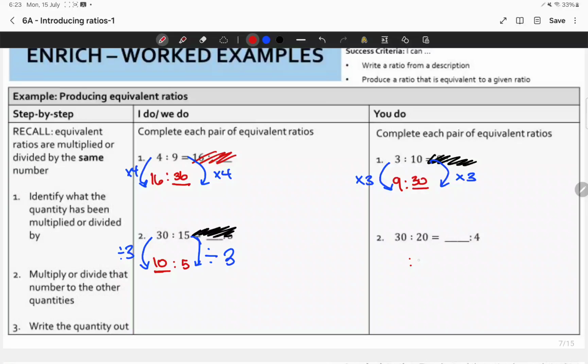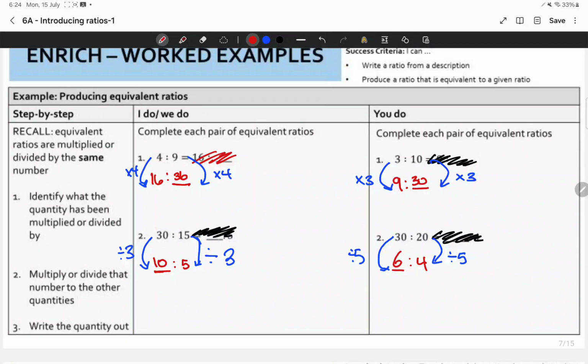So on here, this is going to be a 4, so we don't know what that is. So how did we go from 20 to 4? We had to divide that by 5. So whatever you do one side, must do to the other. So also divide by 5. So it's going to be 30 divided by 5, and that is 6. All right, that's a 6.